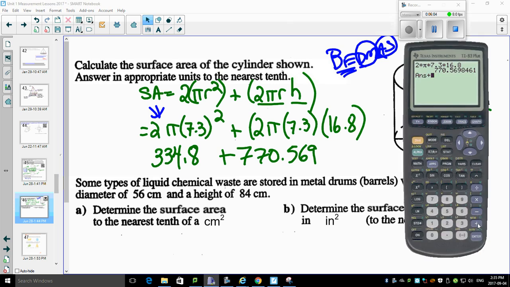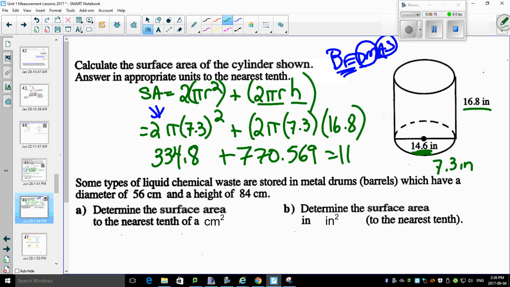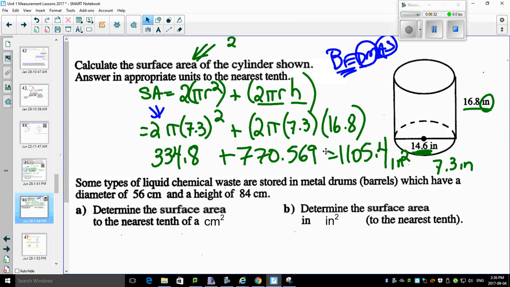Let's add these two things together. Add that to our 334.8, bada bing, and we got something that's pretty close to 1,105.4. Now, what are the units? Again, we're dealing with area, so all our units have to be squared. This unit is in inches, so this is going to be inches squared. Okay, I got a couple more questions down here for you to do. You can go ahead and do those questions, but I think that summarizes it up for you quite nicely.